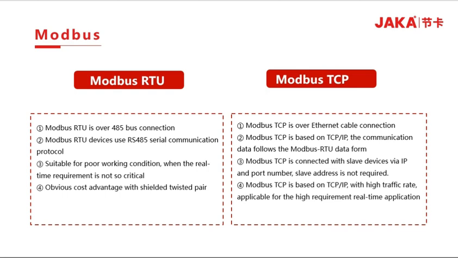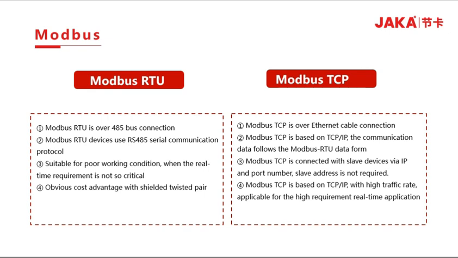Modbus RTU is over a 485 bus connection. The Modbus RTU device uses the RS485 serial communication protocol. It is suitable for poor working conditions when the real-time requirement is not so critical. Meanwhile, it has obvious cost advantages as it is using shielded twisted pair.